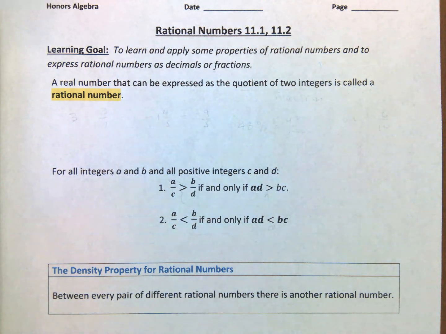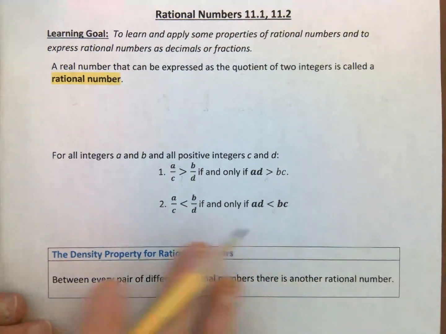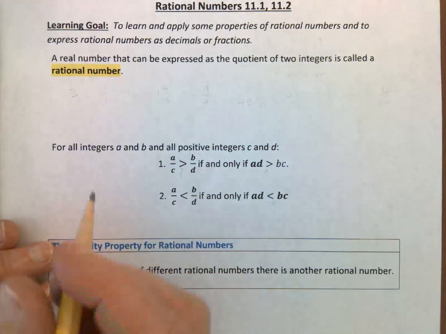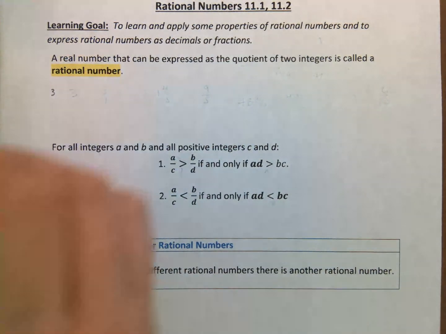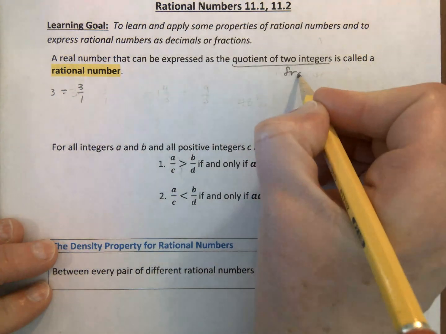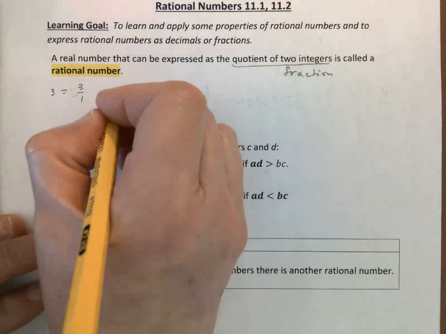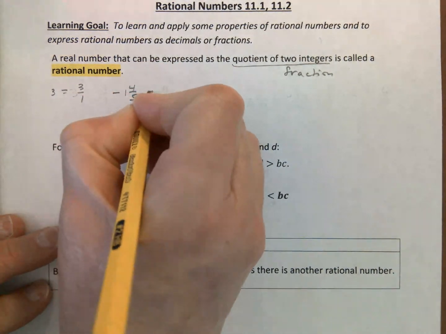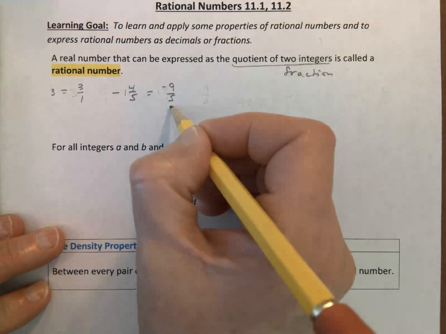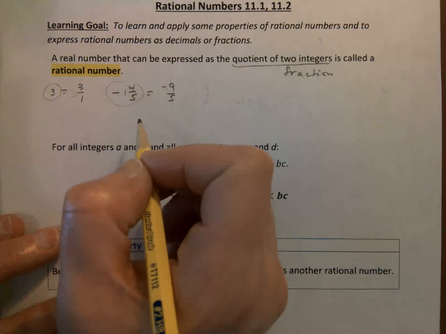Okay, so let's start with a basic definition. A rational number is a real number that can be expressed as a quotient of two integers. So basically, I could say, well, is 3 a rational number? Well, I can write it as a quotient of two integers, which is basically just a fraction containing integers. So 3 is a rational number. If I have negative 1 4/5, I can write that as negative 9 over 5. These are both integers. It's a fraction containing integers. So I know that negative numbers can also be rational.